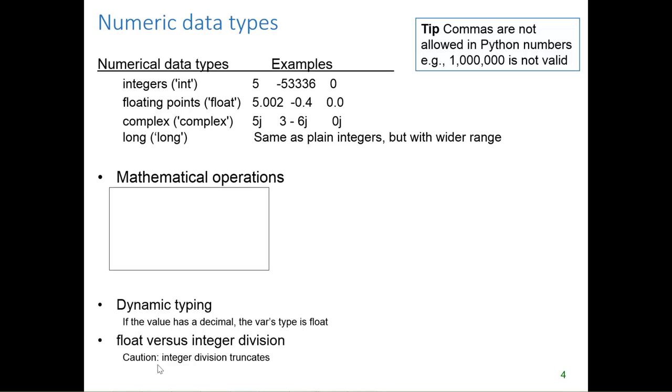The long, we don't use this very often, but just be aware that the long is the same as an integer, but it has a wider numerical range. So you use that only when you need to deal with very, very large numbers. Notice the tip in the corner here. You cannot use commas within numbers like you do when you're writing a paper. So this number will not be interpreted by Python as 1 million. In fact, it'll interpret it as a tuple, and we'll be getting to that in another lesson.